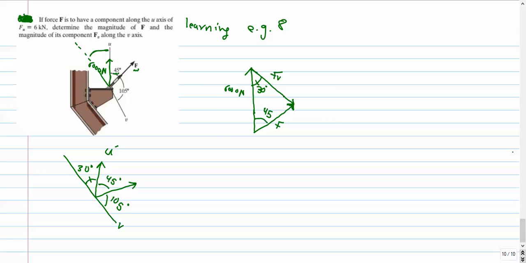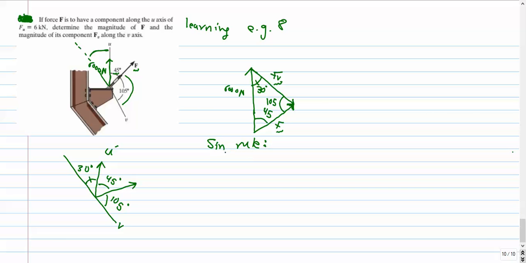Lastly, to get this angle, simply subtract 45 and 30 from 180 degrees, and we get 105. Or alternately, you can also find this angle from this diagram right here. That angle corresponds to this angle, which is 105 degrees. Now that we have our vector triangle, to find the magnitude of the component of force F along the v-axis, and to find the force F itself, all we need to do is simply apply the sine rule.